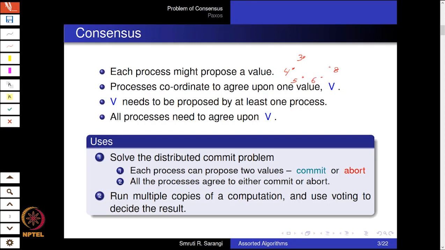So kindly note that the value that all the processes agree upon has to be one among the proposed values. So it's not the case that all of them can agree upon value 0, because it is true that all of them would agree on the same value, but the value of 0 has not been proposed. So this criterion has to hold, that the value v has to be proposed by at least one process.